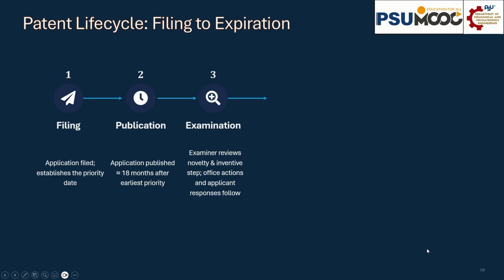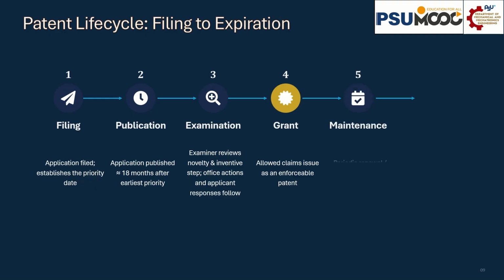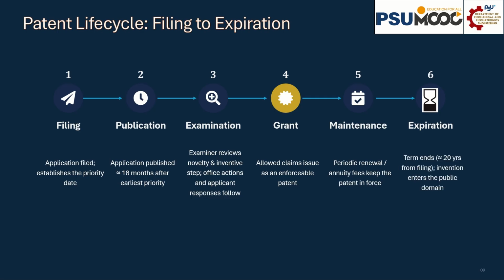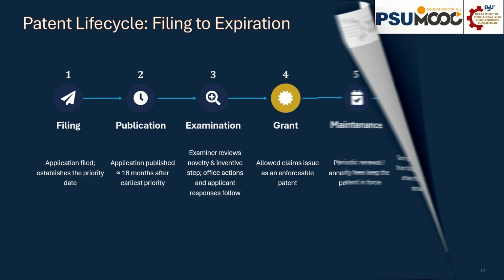Once you clear the examination process, you hit the grant stage. The patent is formally issued and now you have the enforceable legal rights. To keep those rights active, you must pay periodic maintenance fees or annuities. If you stop paying, the patent lapses early. Finally, at the 20-year mark, the patent hits its expiration. The legal monopoly ends and the technology officially belongs to the public domain.